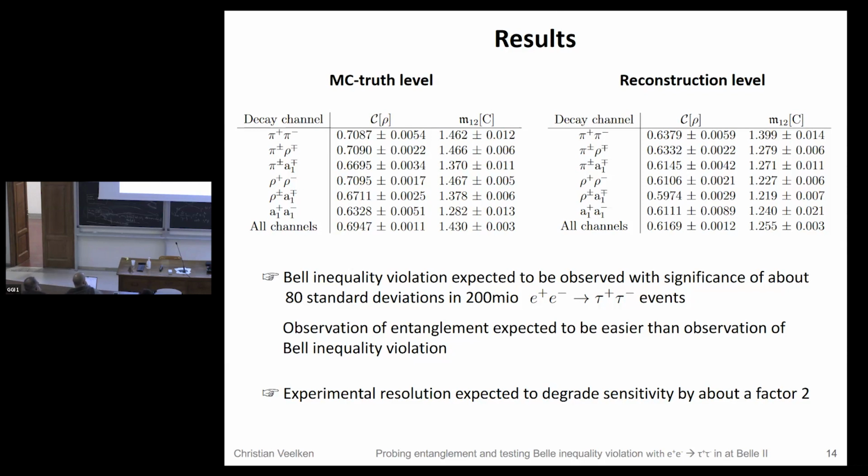And here the threshold was 1. The value we expect to measure is 1.25 with a tiny uncertainty. This is the 80 sigma. And this is for 200 million tau pair events, which again is half the data that Belle II has already analyzed in previous publications. And we could basically start tomorrow doing this with real data. And again, the loss in sensitivity from experiment is a factor 2.